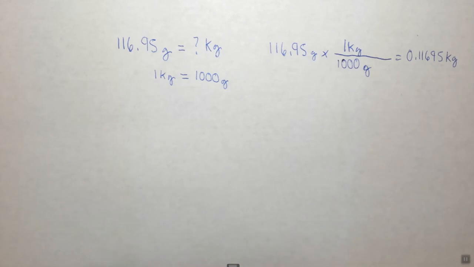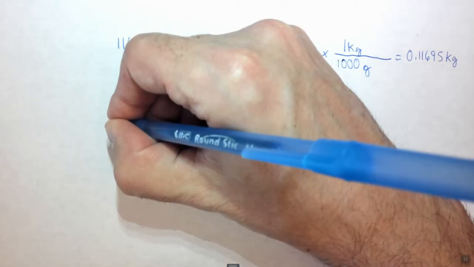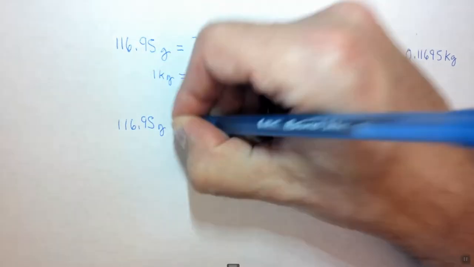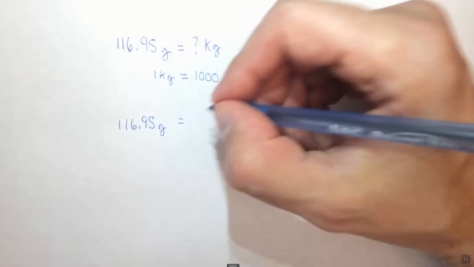And we'll contrast that to another example in a second where we convert this to an English unit, which is pounds. Let's say we use the same calculator, 116.95 grams, and we want to know the weight of this calculator in pounds.